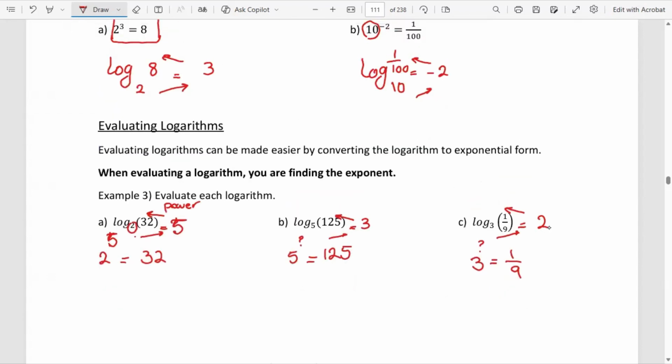But since we have a fraction, 3 wasn't a fraction, but 1 over 9 is a fraction, that means the power has to be negative. That changed it to the fraction. So the answer is -2. Because 3 to the second power is 9, but 3 to the -2 is 1 over 9.